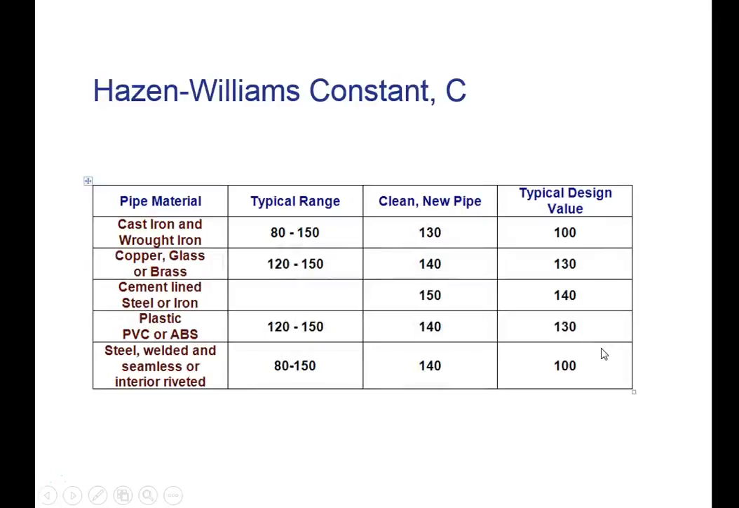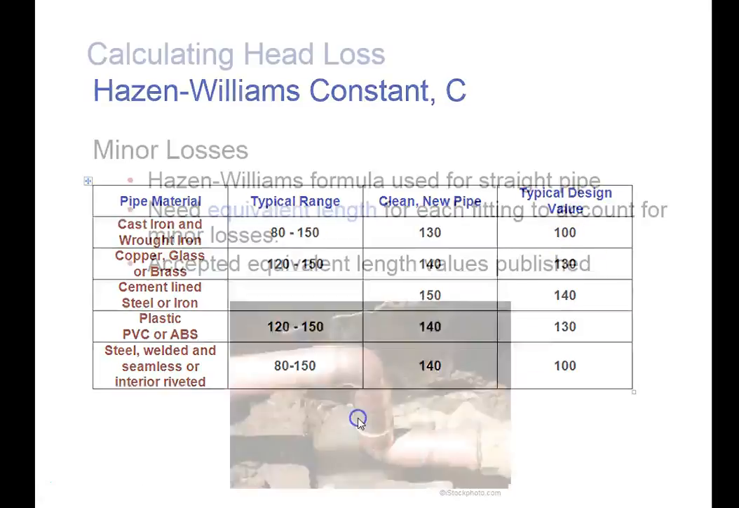Okay, so this formula here is on the formula chart I'm going to give you, and it tells you for different kinds of pipe what a typical range would be for the constant C here, and what it would be if we had a new pipe and a typical design value. We don't want to assume that a pipe is going to always be as good as a new pipe, so this is a typical design value we'd use.